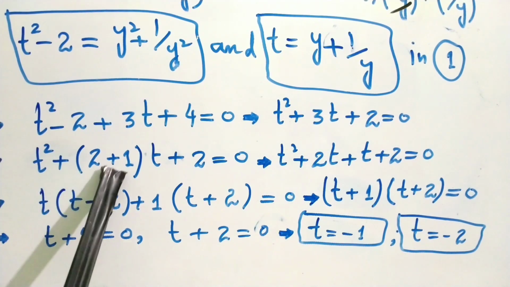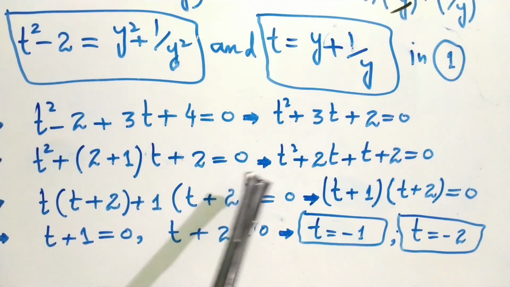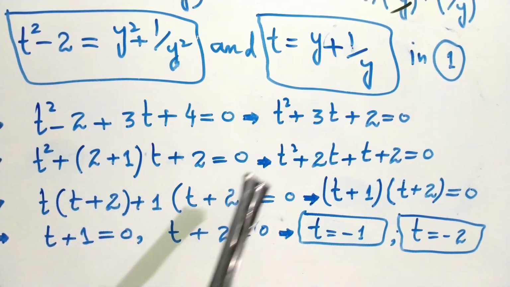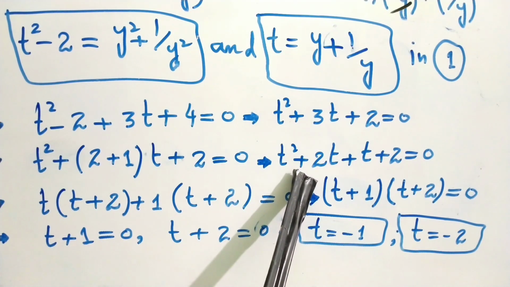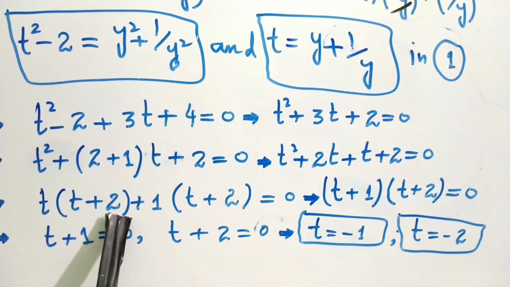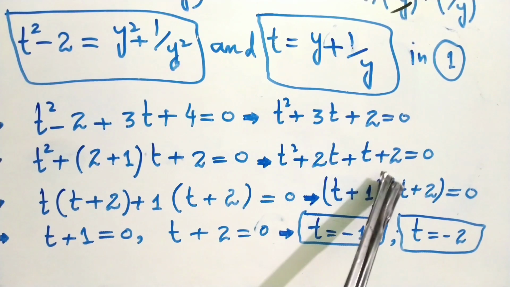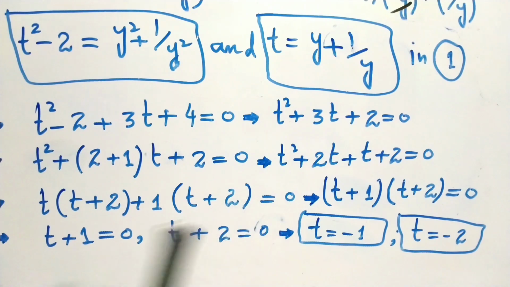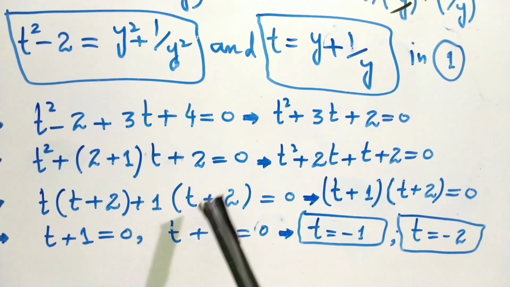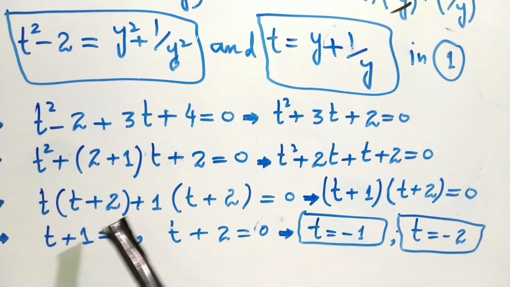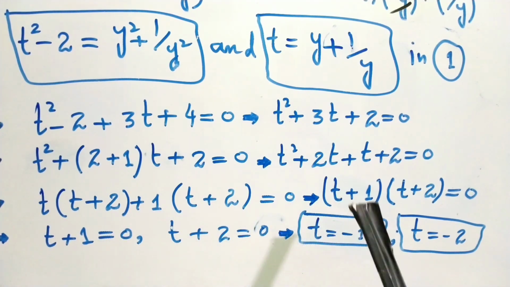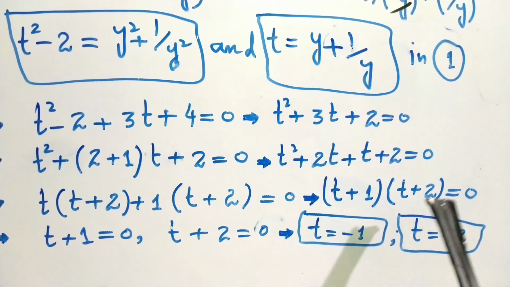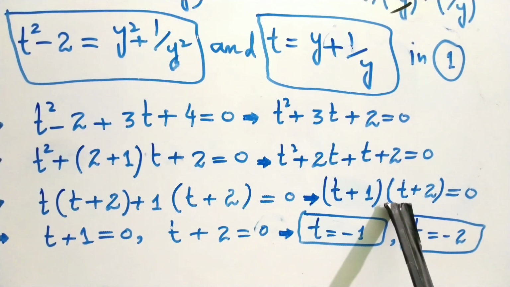So t square plus 2t plus t plus 2 is equal to 0. In t square plus 2t, we will take out t as common, so t is common and t plus 2 will remain in the bracket. In t plus 2, we will take 1 common, and t plus 2 will remain in the bracket, equal to 0. So there are two brackets with one common bracket, that is t plus 2, and t plus 1 will be combined together to make one bracket. t plus 1 into t plus 2 is equal to 0 are the factors of this equation.